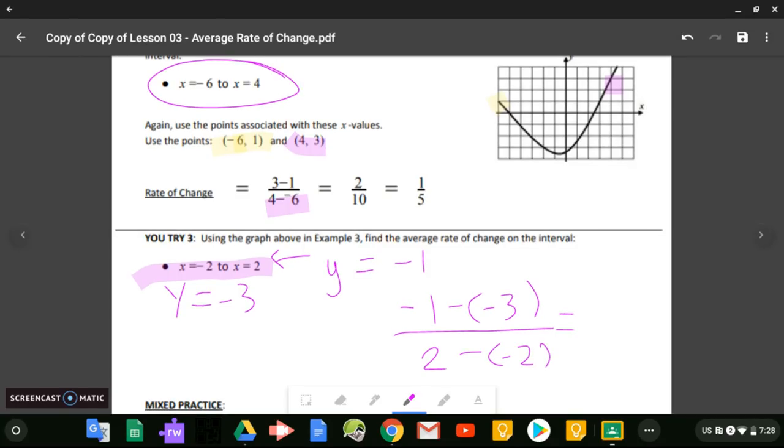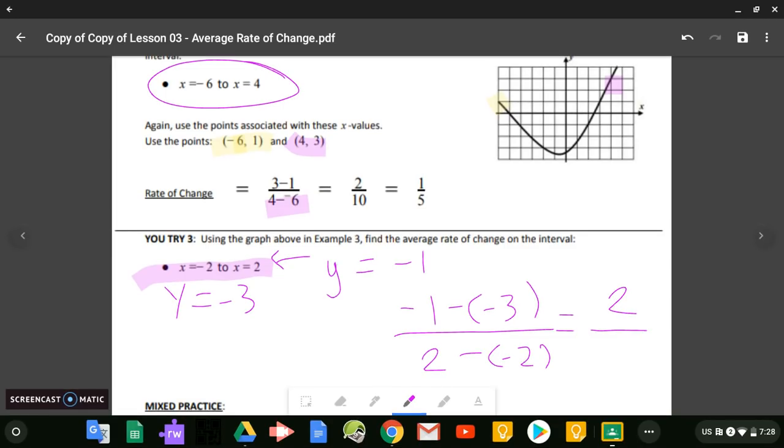So when I take the difference, I'm going to have 1 minus a negative 3, which is positive 2. And then I'm going to have 2 minus a negative 2, which is positive 4. So here my slope is a positive 1/2. So my average rate of change from negative 2 to positive 2 is 1/2.